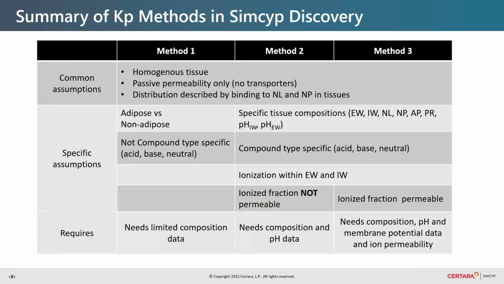So just some notes on the KP methods. There are some common assumptions between all three methods. The biggest difference between method 1, method 2, and 3 is that methods 2 and 3 consider compounds differently, whether they're acids, bases, or neutrals. And method 3 allows the ionized fraction to be permeable and to distribute into the tissue.